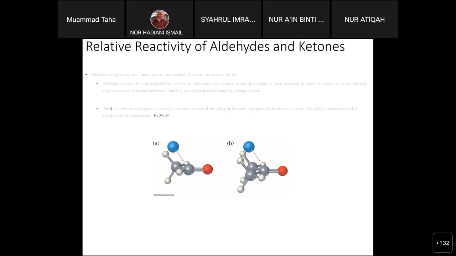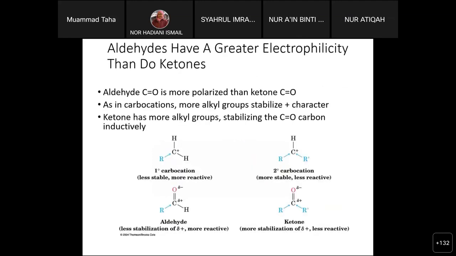Okay, go to the next slide. This is the same thing which I explained here. You can understand it again. You see that only one carbon is stabilizing the positive charge. In the case of ketone, two carbons are stabilizing the positive charge of this carbon. That's why aldehydes are more reactive as compared to ketones. Okay, go to the next slide.